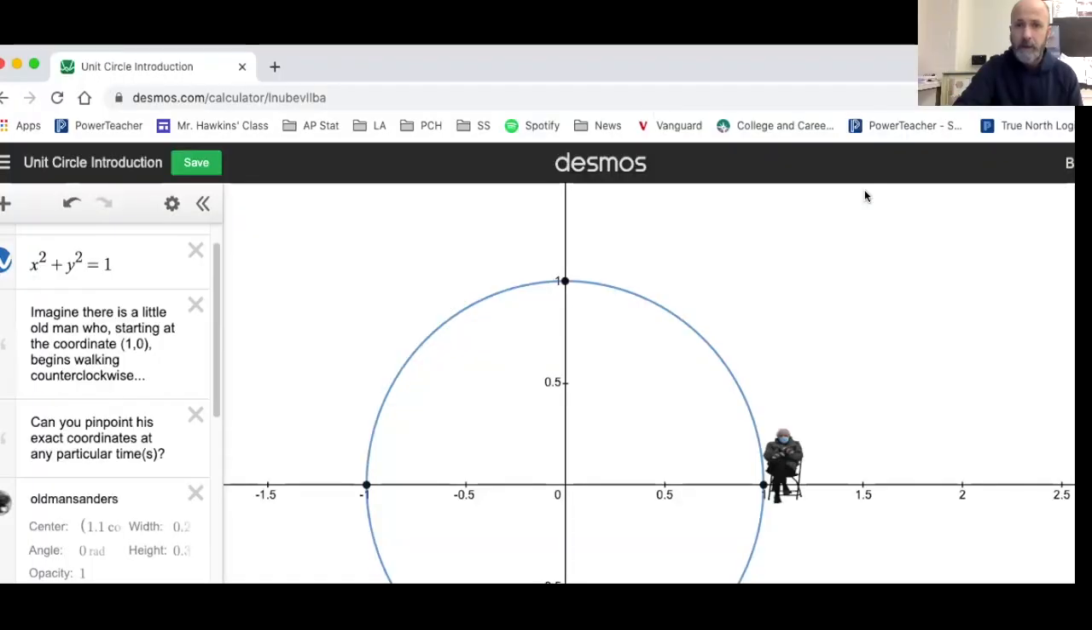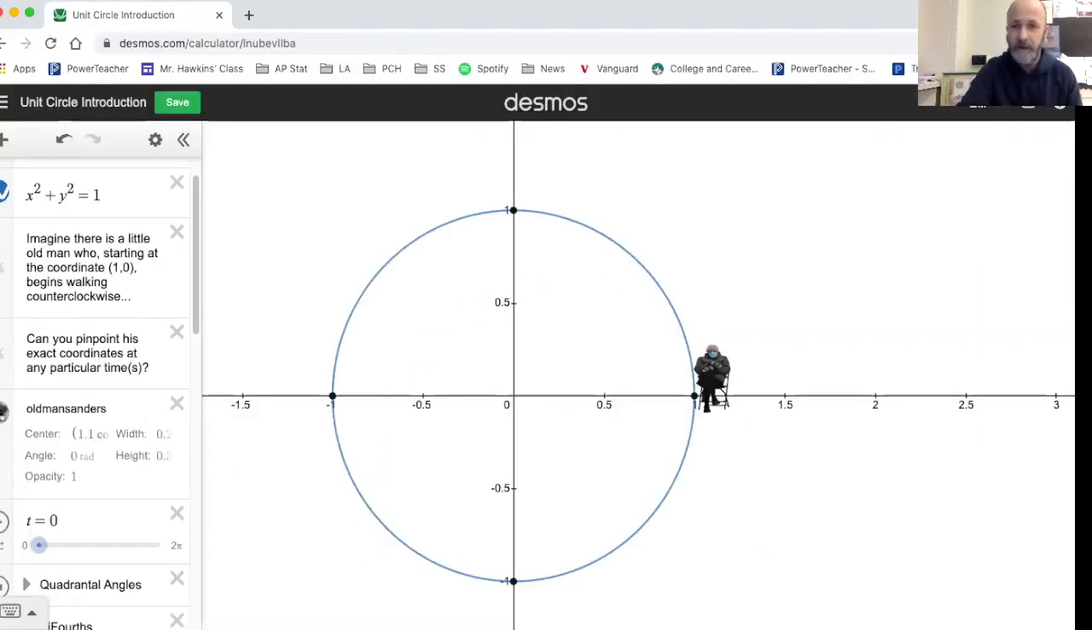We'll start our investigation of the unit circle with a little animation here. So here we have a little old man starting at the coordinate (1, 0). And we're going to imagine that he begins walking counterclockwise around the unit circle. And the question of interest to us is whether or not we can pinpoint his exact coordinates at any particular time. And by time, of course, here I mean an angle, right? And the angle will be measured in radians.